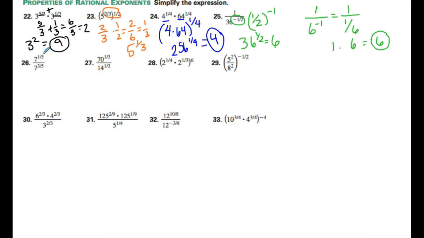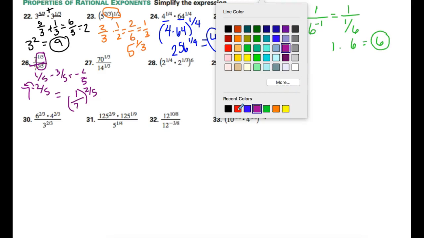same bases, different exponents. I'm going to go ahead and subtract those exponents because I'm dividing. So 1/5 minus 3/5 is -2/5. So that means I have 7 to the -2/5. And I can make that a positive exponent, remember that a negative flips a fraction, so if I have 7 over 1, this would be 1 over 7 to the 2/5.